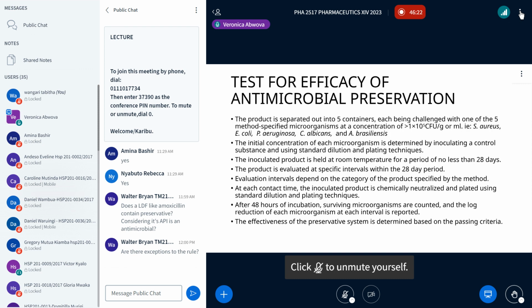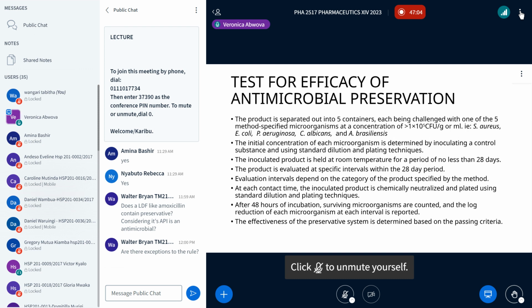So let's look at the test. Okay. The product is separated out into 5 containers, each being challenged with one of the 5 method specified microorganisms at a concentration of 1 times 10 to the power of 5 colony forming units per gram or per ml. Okay. We talked about Staph aureus, E. coli, Pseudomonas aeruginosa, Candida albicans. Okay. So all those, the 5 that we mentioned, Aspergillus brasiliensis, all that are put into individual containers.